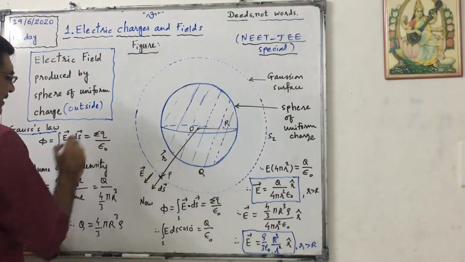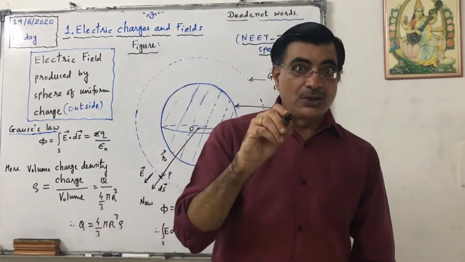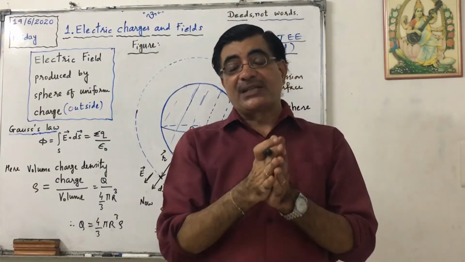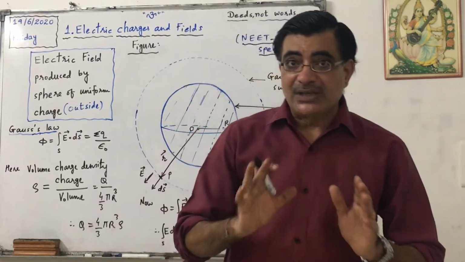What is sigma q? It is the net charge enclosed by the closed surface. Net charge means it is the algebraic sum of positive and negative charges.